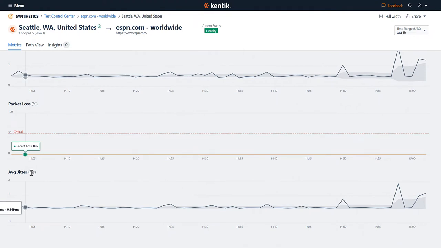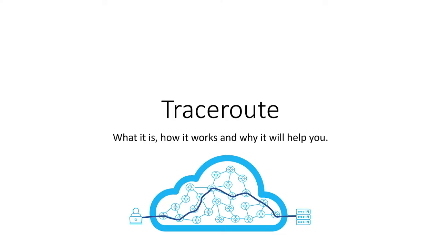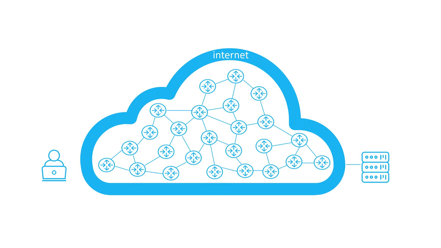To dig even deeper, we need to talk about the hop-by-hop path that the end users are taking through the internet in order to reach the SaaS. This brings us to the third topic. Traceroute is an ideal way to see into the hop-by-hop path taken by your users and customers to reach SaaS applications. If you're not familiar with Traceroute, it's a tool used to figure out the path of routing hops along the way to a destination.